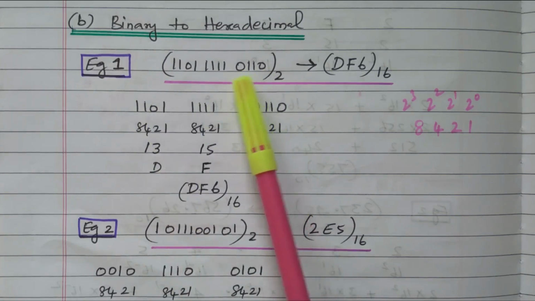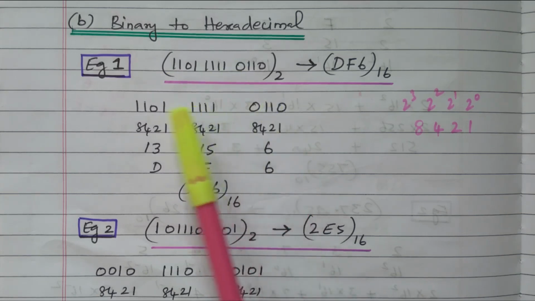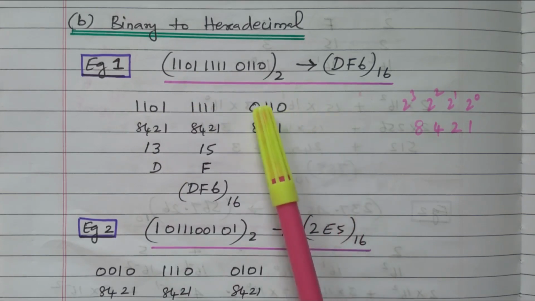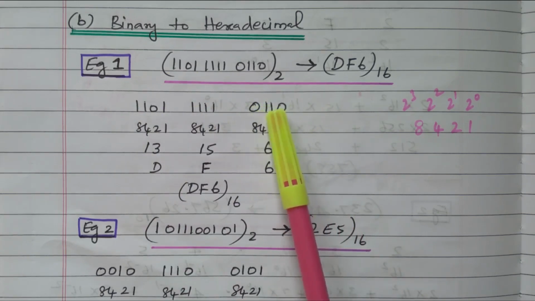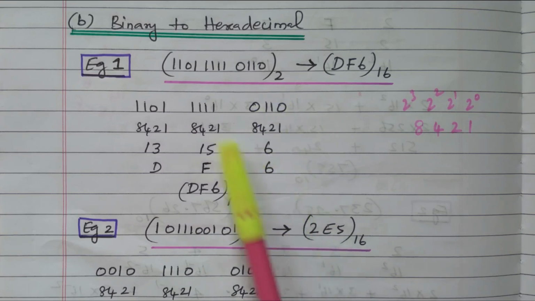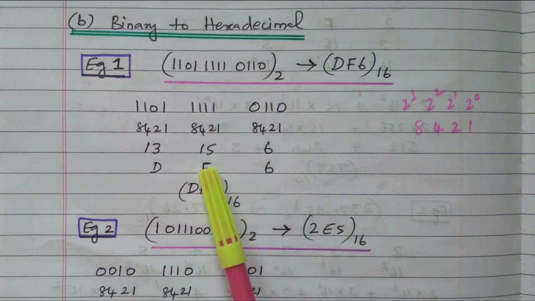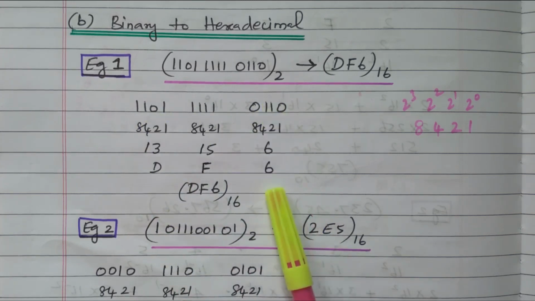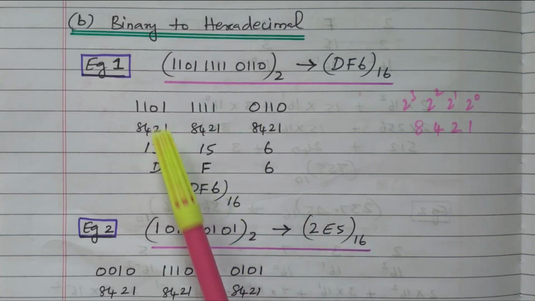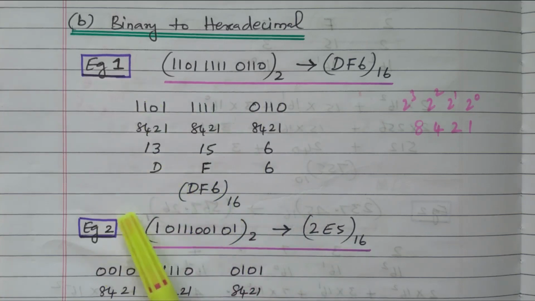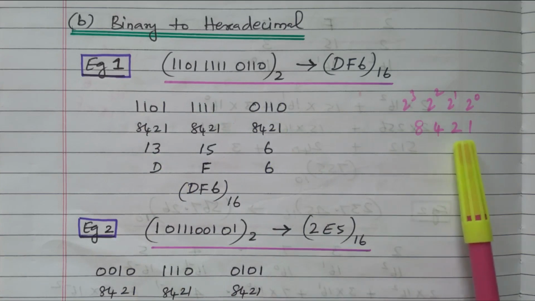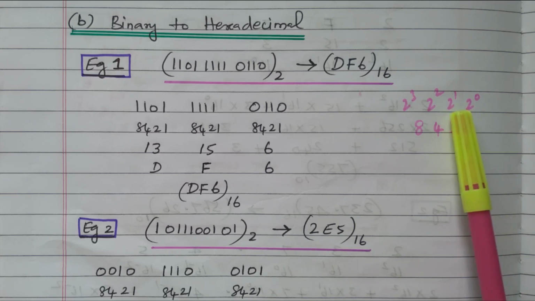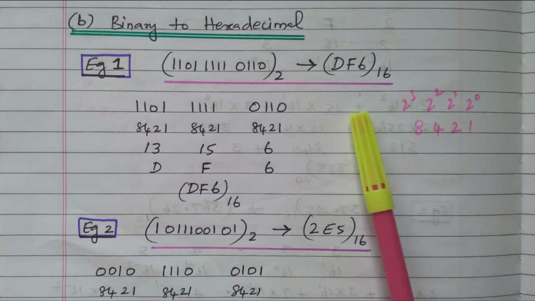So the first step is the given binary number should be grouped into 4 digits separately starting from LSB. Now convert each 4-digit group into decimal separately. How to convert to decimal? By using successive multiplication: 2 to the power 0, 2 to the power 1, 2 to the power 2, 2 to the power 3. It goes like that.